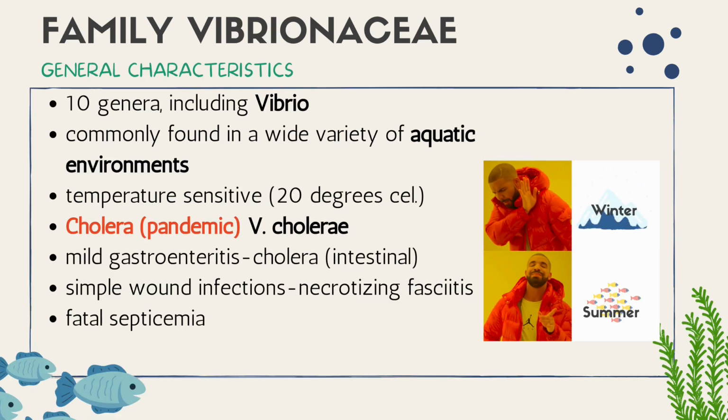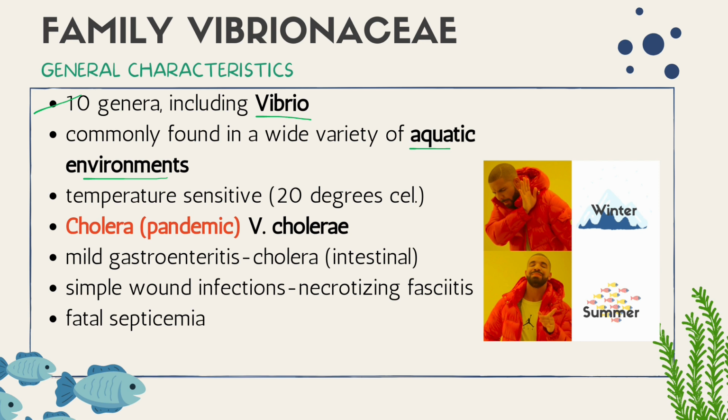Okay, so let's start with the first family under VCAP. So we have your family Vibrionaceae. Usually, this family contains 10 genera that includes our genus Vibrio. So most of the time, bacteria under this family are found usually in aquatic environments such as lakes, rivers, and even saltwater or seawater. So they can also tolerate high salt content of the water. So they can also thrive in that particular environment.